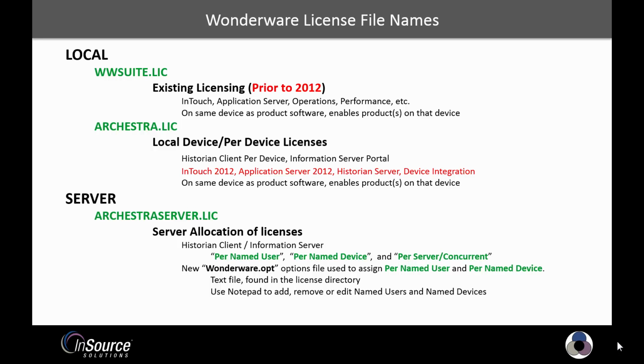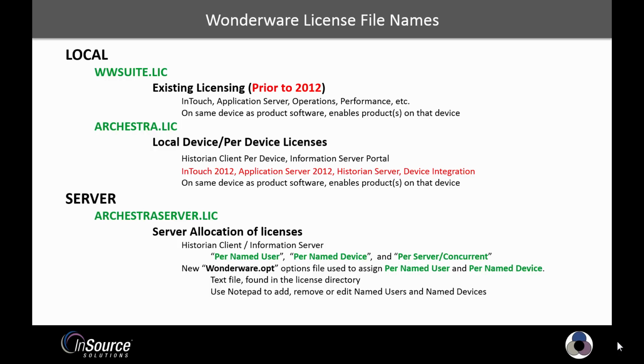Now let's discuss the license files that exist: local licensing and server-based licensing. With regards to local licenses, they come in 2 file formats. One called WWSuite.lic, which enables older versions of our software, and then one called Orchestra.lic, which enables the newer versions of our software from 2012 onward.